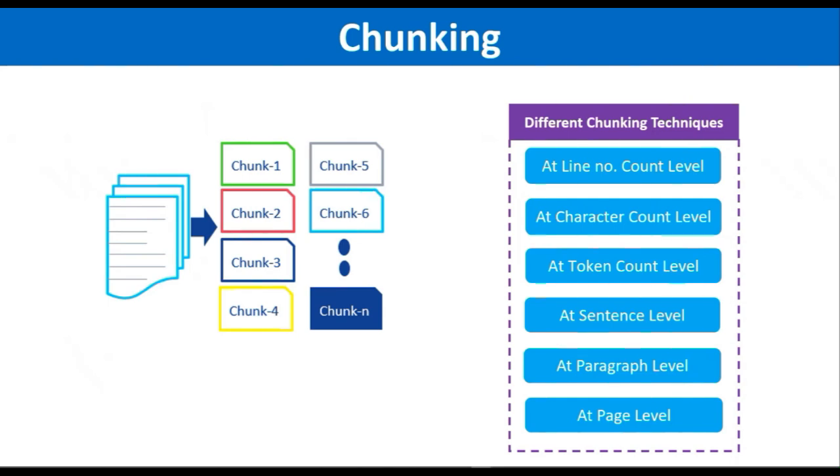The choice of chunking technique depends on your use case. For highly structured or small scale text, character count or token count chunking works well. For logical groupings such as articles or essays, sentence or paragraph level chunking is ideal. For documents like PDFs, page level chunking might make the most sense.